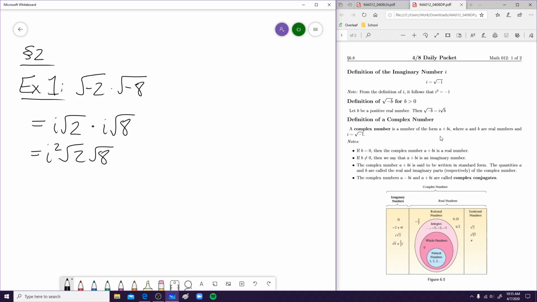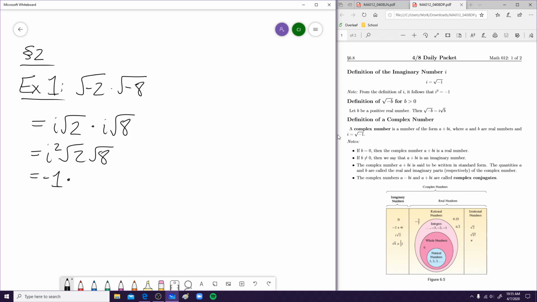Now we can apply the multiplication property because it satisfies the conditions. If I took the square root of 2 and the square root of 8, we would get a real number. For i squared, keep in mind the definition: i squared is equal to negative 1.